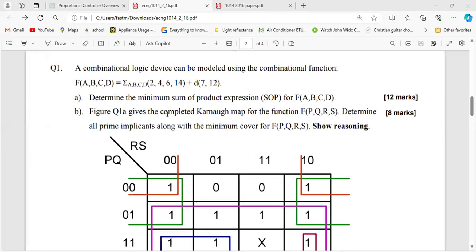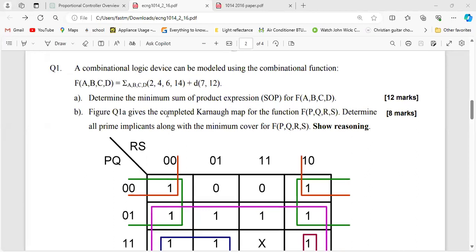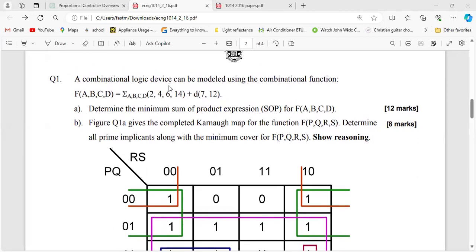Alright, so the first question is a Karnaugh map question. Exactly how I go through this question is how he wants you all to do it, so just keep that in mind. So in this question here, let's hide this. This question here is very simple, right?